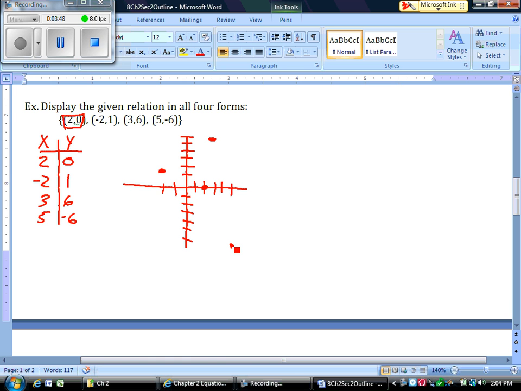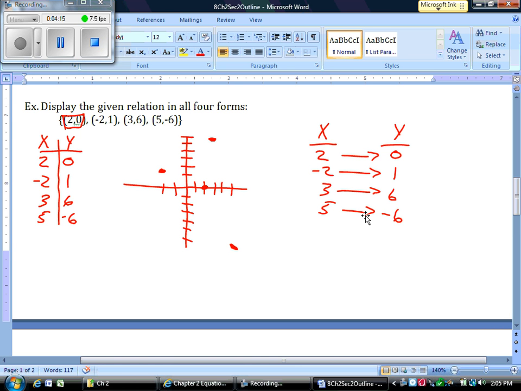Then the last thing is going to be the mapping. I list all my x's, 2, -2, 3, 5. I list all my y's, which are 0, 1, 6, -6, and then draw an arrow. In this case, they all are just matching up right with each other straight across. That's all it talks about when we're displaying functions and relations. You need to know how to make all 4 of those and know how to read all 4 of those as far as what they mean.